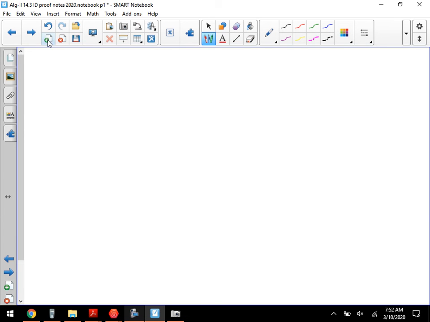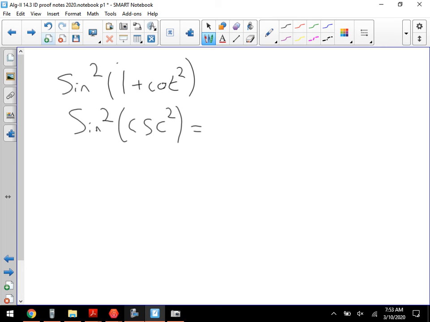Verifies. So sine squared times 1 plus cosine squared. Oh, cotangent squared, excuse me. I looked at the wrong one. Well, you could distribute, or what's 1 plus cotangent squared? Cosecant squared. When you multiply a number by its reciprocal, you always get 1. So when you multiply sine squared by its reciprocal, you get 1.